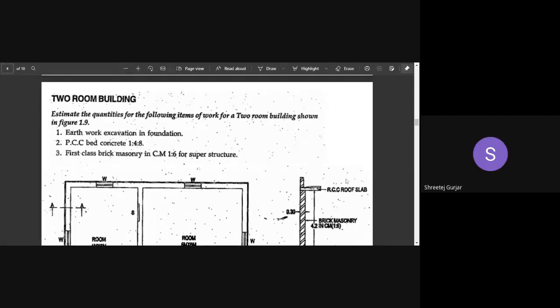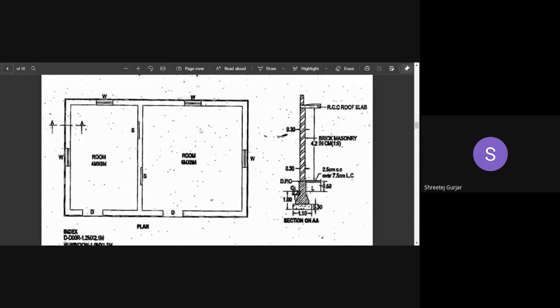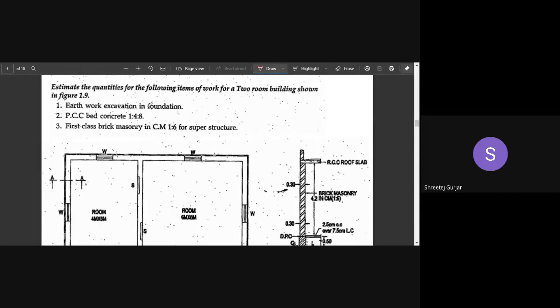Okay, so in this session, we will be looking into the estimation, how the quantities are estimated for a two-room building. The details of this are given below. You can read: estimate the quantities of the following items of work for the two-room building shown in the figure. I hope you have this sketch with you, so that will be helpful. Then we have to estimate these quantities.